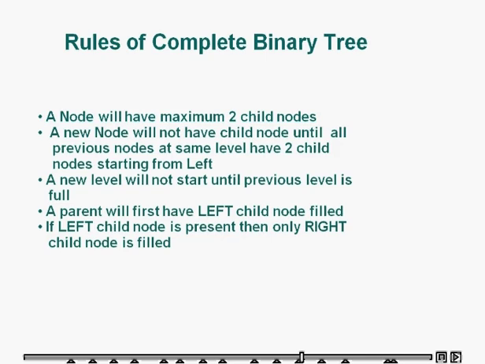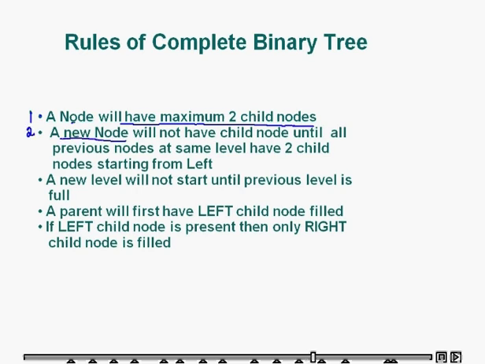After having studied the example of a complete binary tree and those examples which are not a complete binary tree, we come to the conclusion of some rules. So we note down some rules here. Rule number 1. A node will have a maximum of 2 child nodes. Rule number 2.